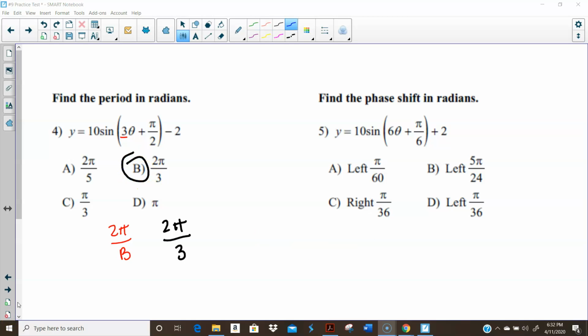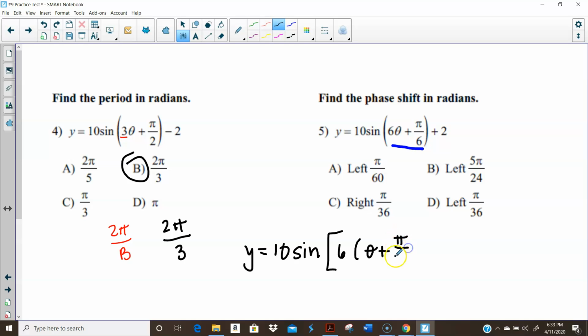Number 5, find the phase shift in radians. So the phase shift is going to be your left or right, and it's what's in these parentheses, but you have to factor the b out first. So this will be y equals 10 sine, and then factor out 6. So you'll factor that 6 out. And then this is going to be pi over 36.